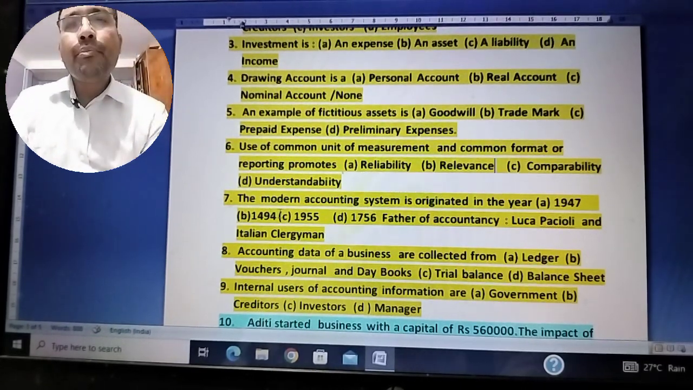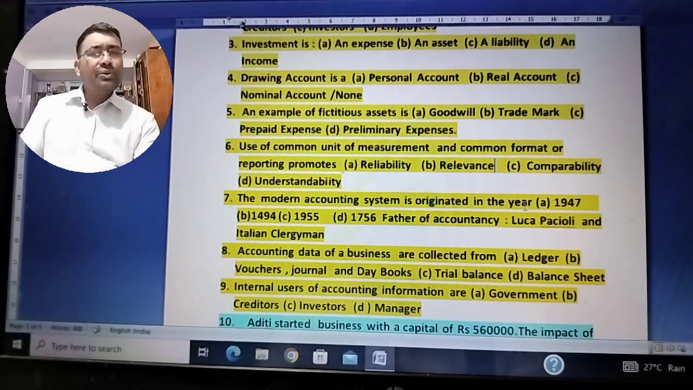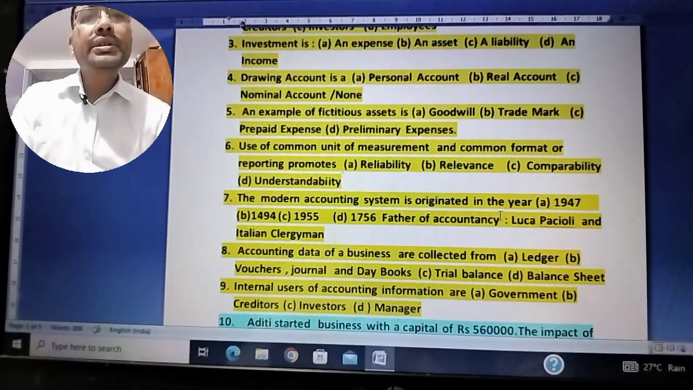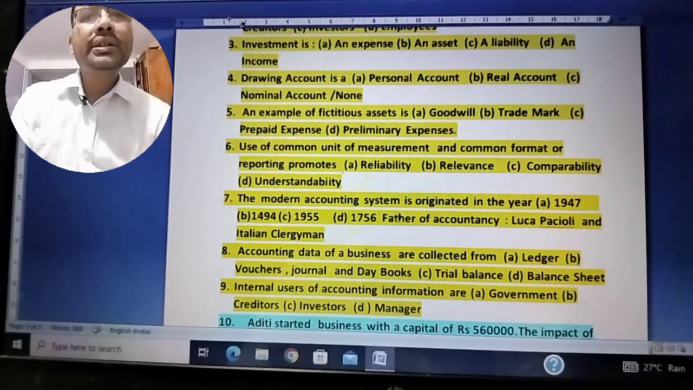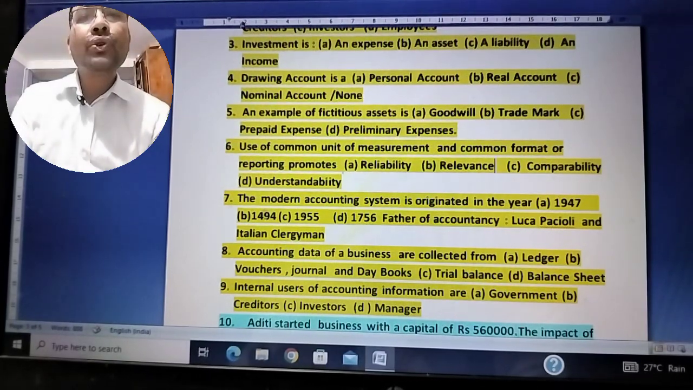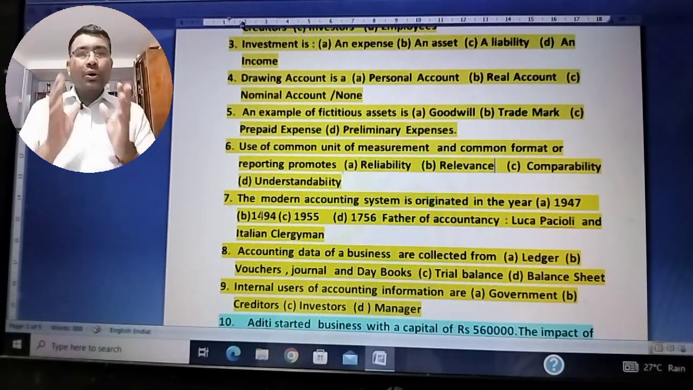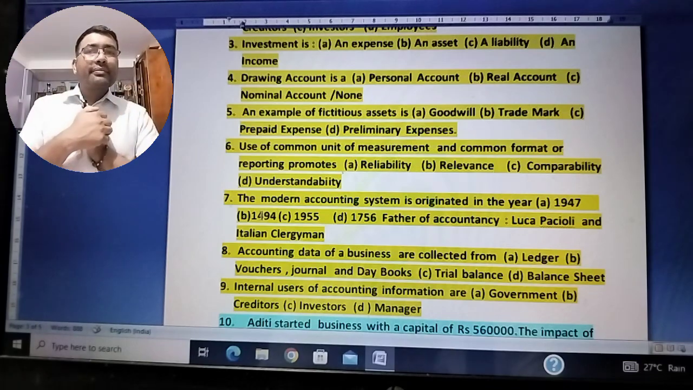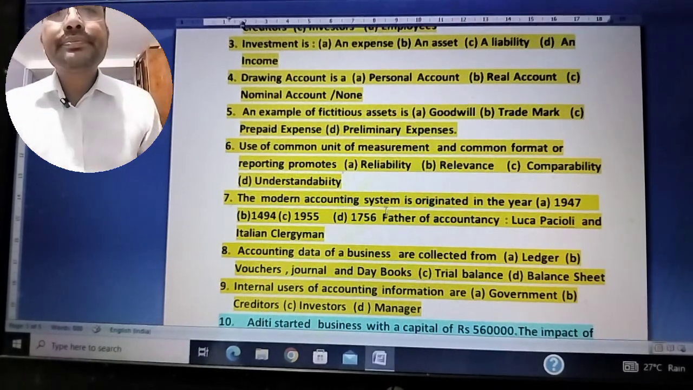Next is, the modern accounting system originated in the year. See, accounting is very old as history, okay? But the modern accounting system originated in the year 1947, 1494, 1955, or 1970. It is 1494. Okay, the modern accounting system originated in the year 1494.